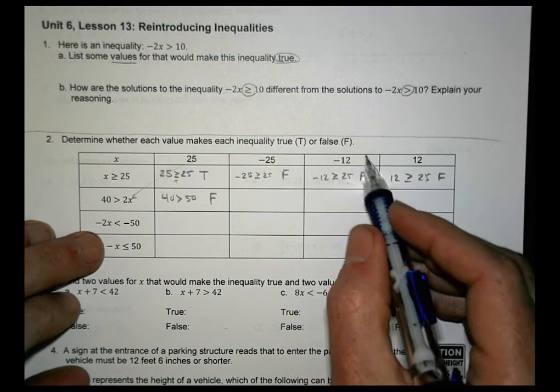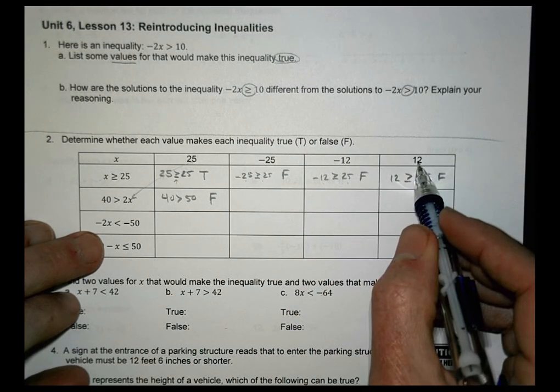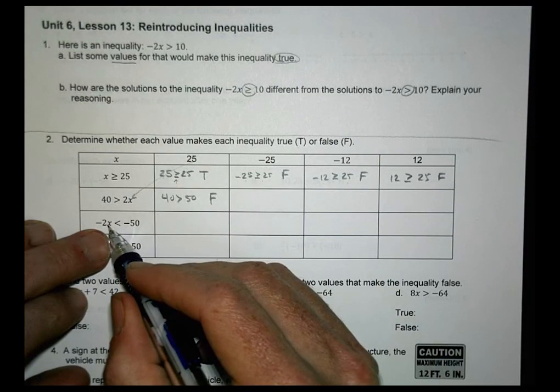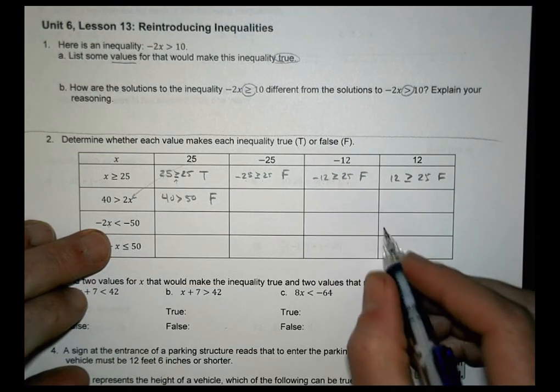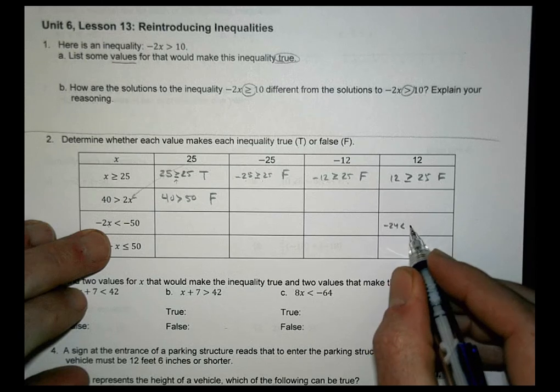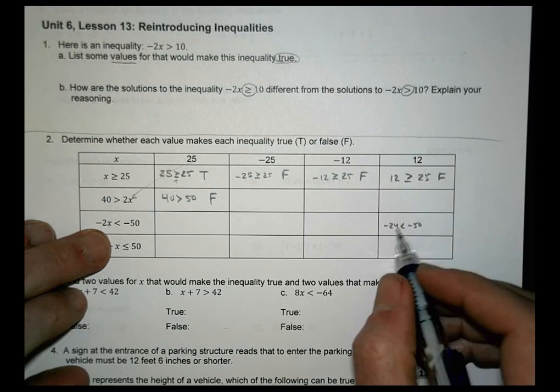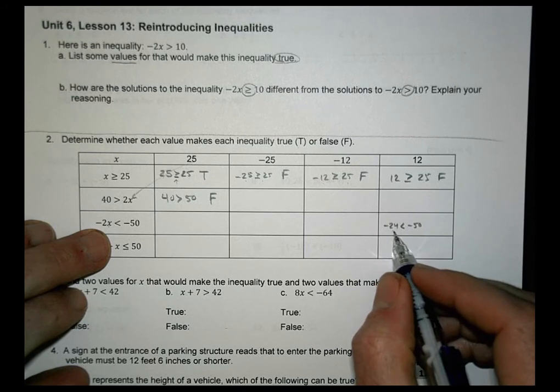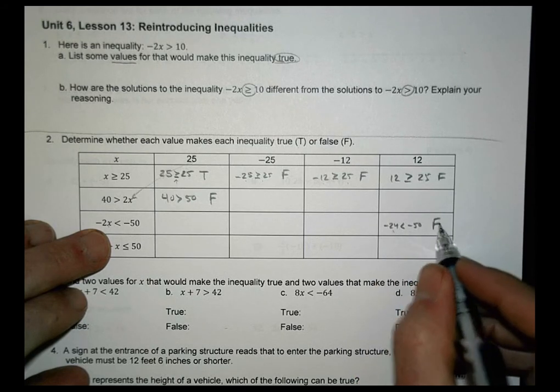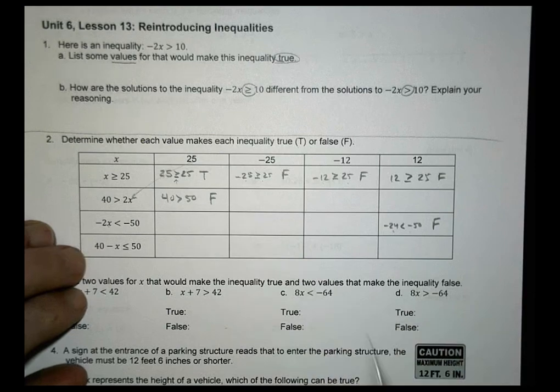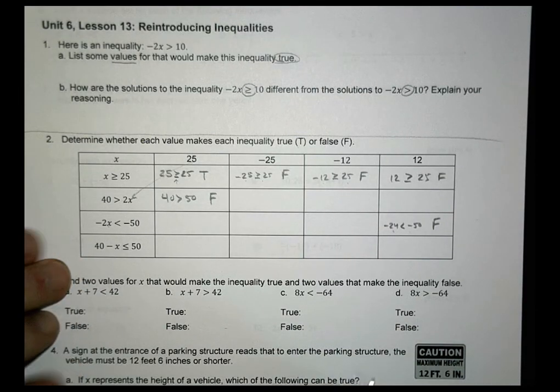If I was to do, for example, this row right here, I'd do 12 times negative 2 is negative 24. Is negative 24 less than negative 50? No, I think about negatives here. Negative 24 is actually greater than negative 50, so this is also false. So again, just fill that table in and see what you come up with. There's a lot of different problems.